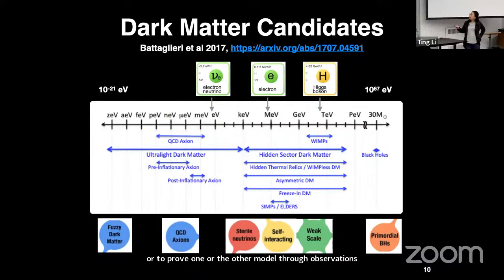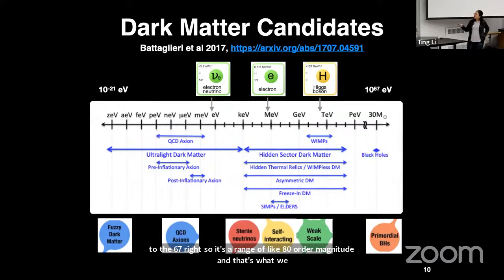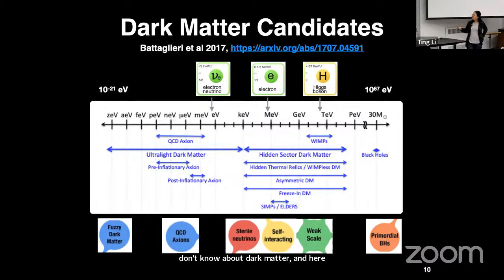And in terms of the mass of the dark matter, this is the range of possible mass of the dark matter particle. You can see the smallest is at a zeV, which is 10 to the minus 21 eV. The largest is a black hole at 30 solar masses, which is 10 to the 67 eV. Right, so it's a range of about 80 orders of magnitude. And that's what we don't know about dark matter. And here I put a few candidates, and these connect to the previous figure in terms of their mass.